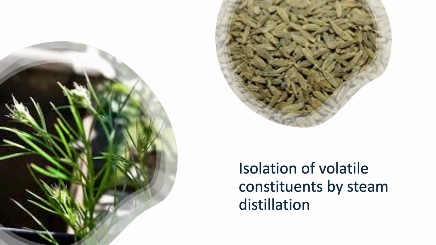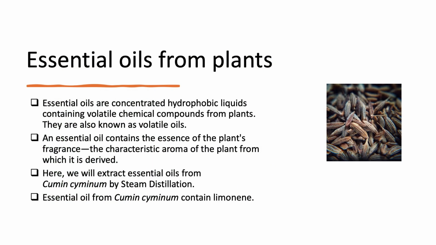Essential oils are extracted from plants. They are concentrated hydrophobic liquids containing volatile chemical compounds. They are also known as volatile oils. An essential oil contains the essence of the plant's fragrances, the characteristic aroma of the plant from which it is derived. Therefore, we will extract the essential oil from Cuminum cyminum by steam distillation during this video.